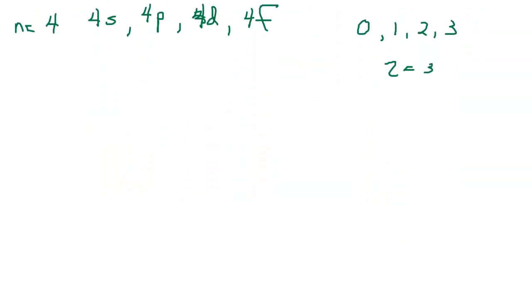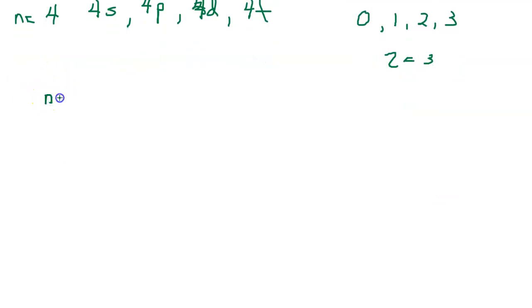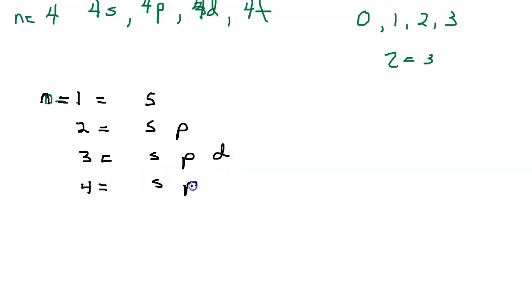Please stay with me. So when n equals 1, what do we have? N equals 1. That's the first row in the periodic table, the first major energy level. We only have an s orbital. When n equals 2, we have s orbitals and p orbitals. N equals 3, we have s orbitals, p orbitals, d orbitals. When n equals 4, we have s, p, d, and f orbitals possible.